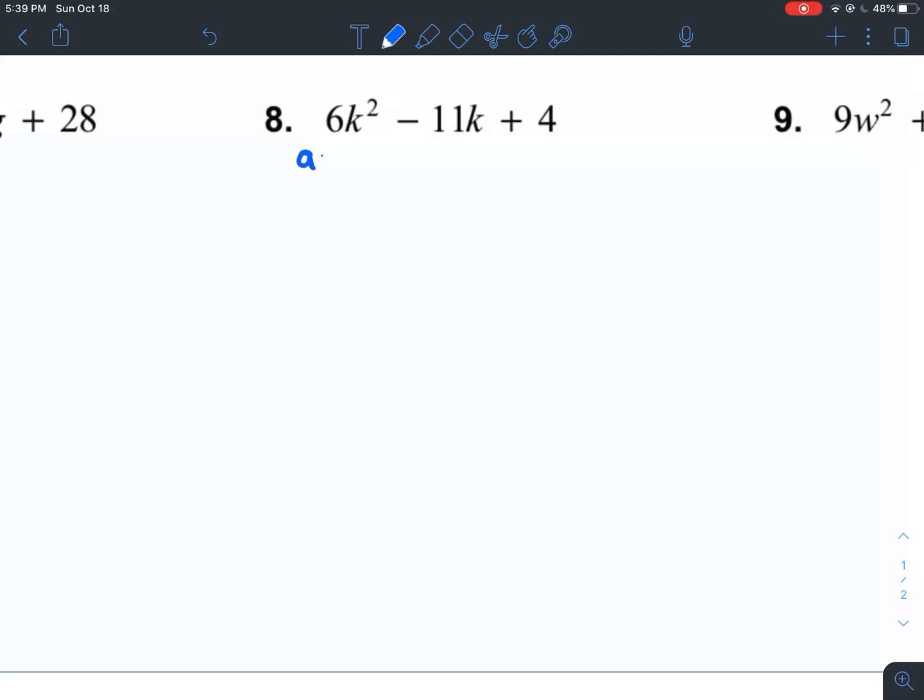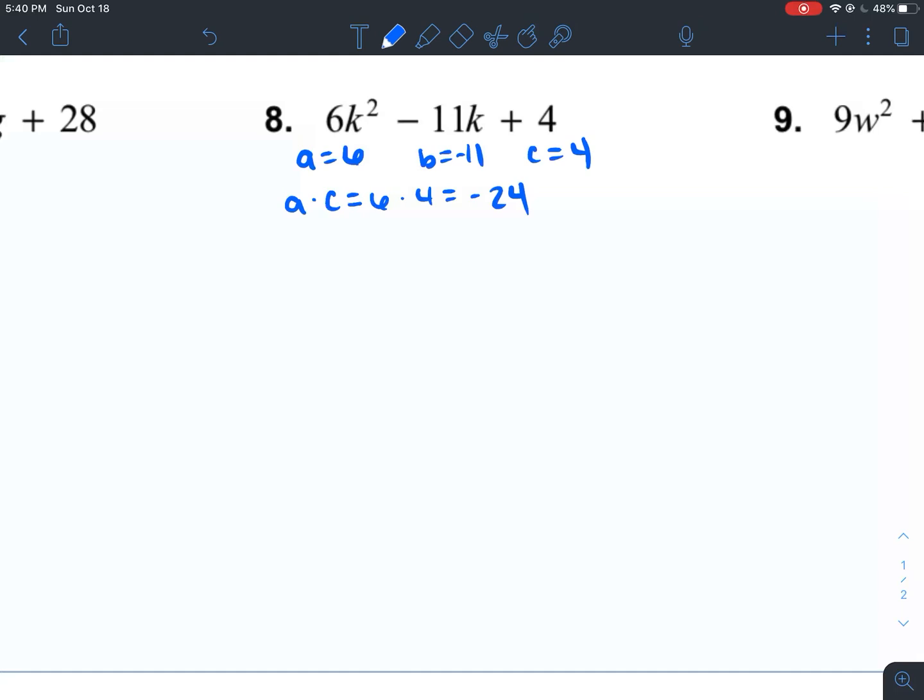So first of all, do the same thing. We know a is equal to 6, we know b is equal to negative 11, and we know c is equal to 4. So before, what we wanted to do is find two numbers that multiplied to be c and add to be b. The only thing different here now is we want to find two numbers that multiply to be a times c but add to be b. So multiply a and c together. So that's going to be 6 times 4, and that's equal to 24.